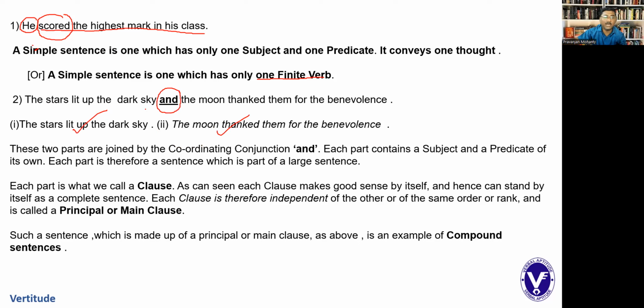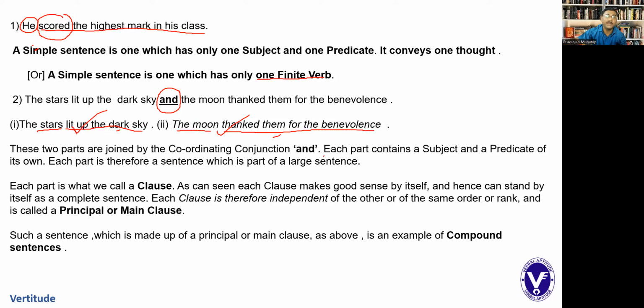Right. And another thing that you should notice is each part contains a subject. Look at this: the stars, the subject, and a predicate, lit up the dark sky. The moon, the subject, thanked them for the benevolence. So each sentence has a subject and a predicate of its own. Each part is a sentence which is part of the larger sentence. So this is a sentence. This is also a sentence. Now, this is also an independent clause or a principal clause.